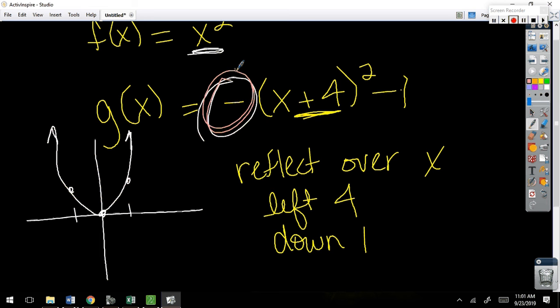Over x keeps it here. And then down 1, left 1, 2, 3, 4. Reflect over x and then down 1, left 1, 2, 3, 4. Reflect. Down 1, left 1, 2, 3, 4.